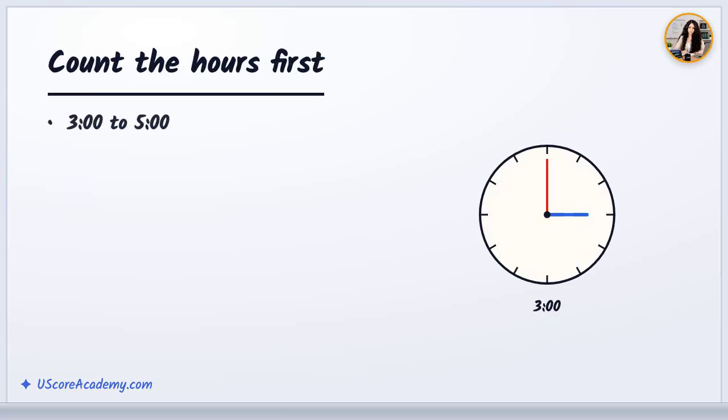For longer gaps, count the whole hours first. From 3 o'clock to 5 o'clock, hop forward 1 hour at a time. That is 2 hops, so 2 hours. Counting full hours keeps it simple.